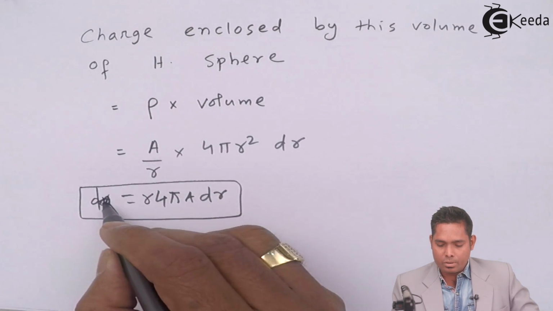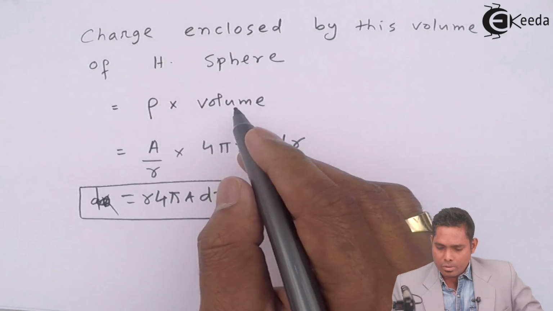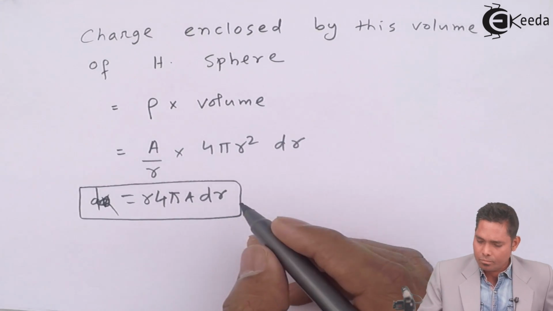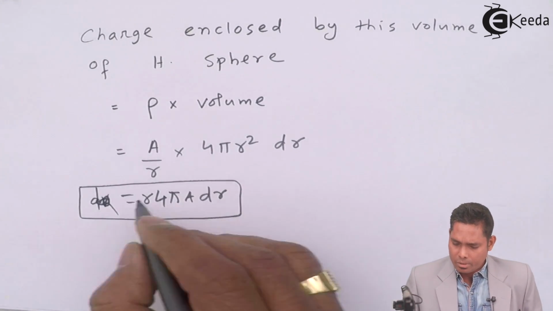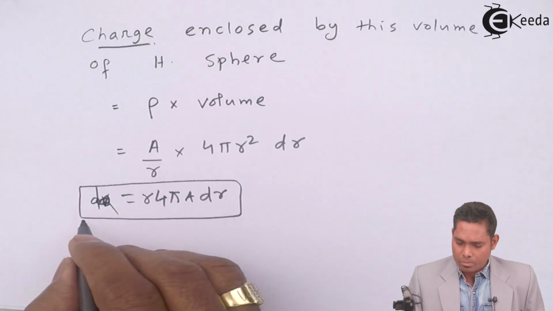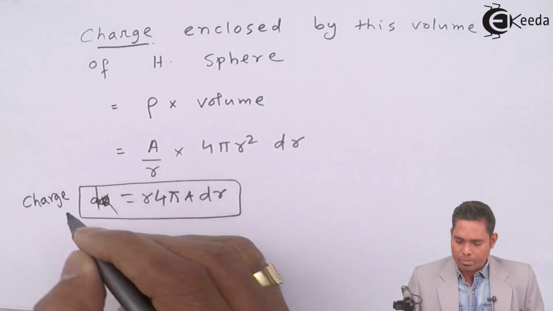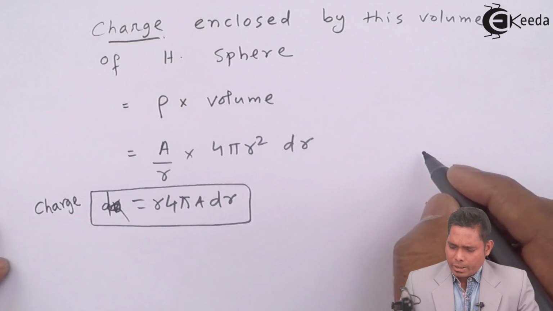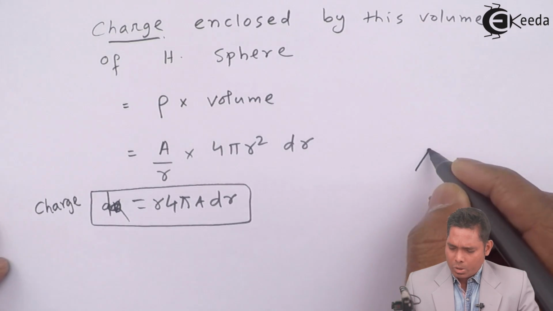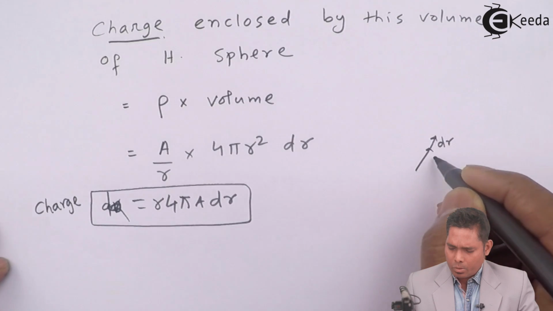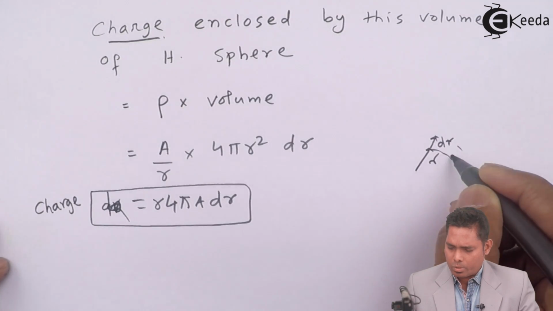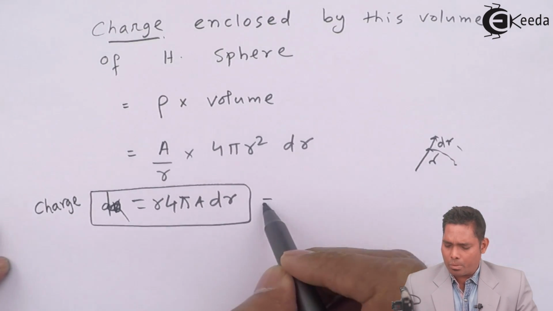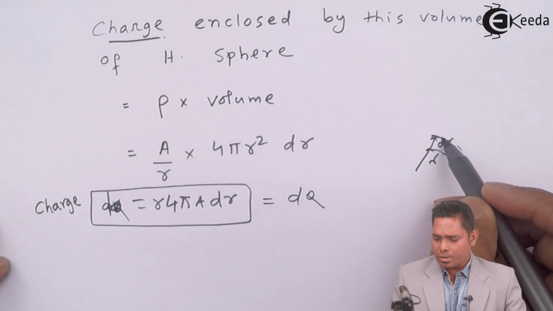So this is the volume I have considered, and this is the charge that is present. This is the charge enclosed by that small strip. So within that strip from r to dr, this portion encloses this much charge. So this I call dq, no problem with that. The charge dq is enclosed within this part.